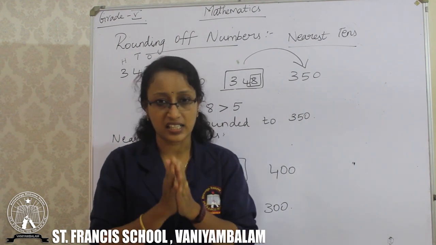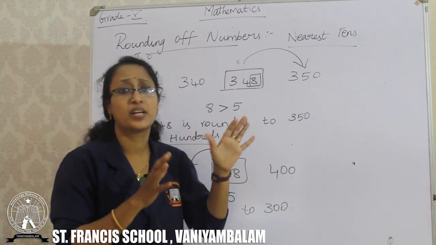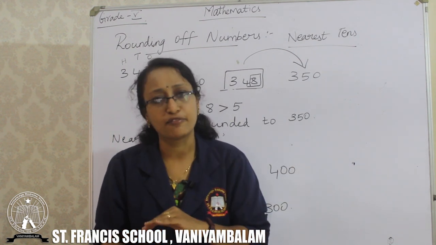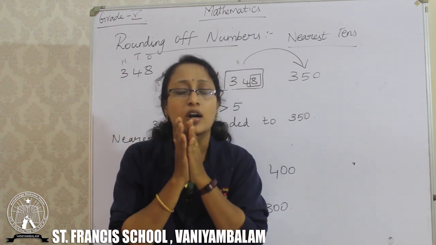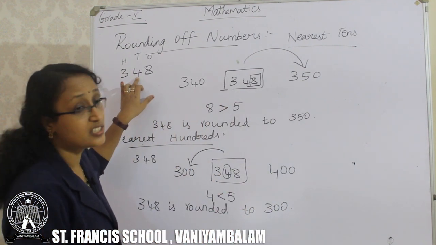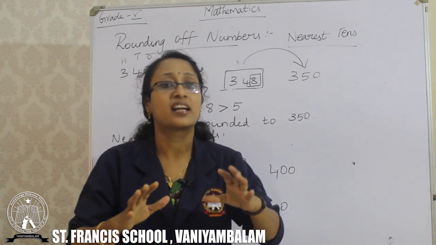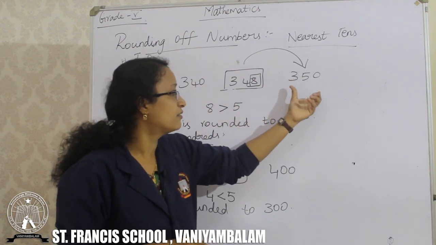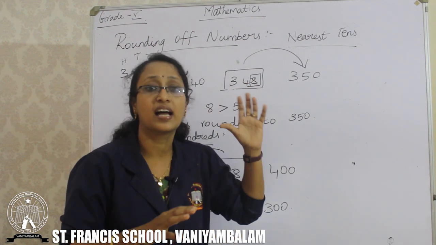If it is asked nearest tens, just check where 348 lies between tens. 48 lies between 40 and 50. Am I right? Because we need nearest tens. So what is the value you have in the tens place? You have the digit 4 in the tens place. So 48 lies between 40 and 50, and you have to select the correct answer. How will you conclude the answer?